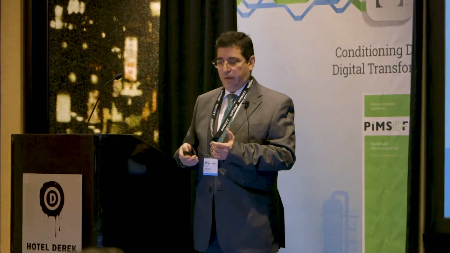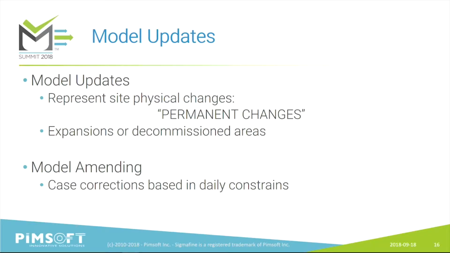So this is something that we just need to keep in mind, that every time that you do an update, that information needs to be updated directly in our system too. Well, for the part associated to the model updates, we have identified basically two things. When a model requires a big change for permanent changes, like for instance, an expansion or the commission of your plan, but also the model amendment.